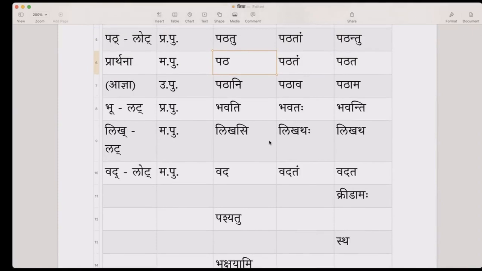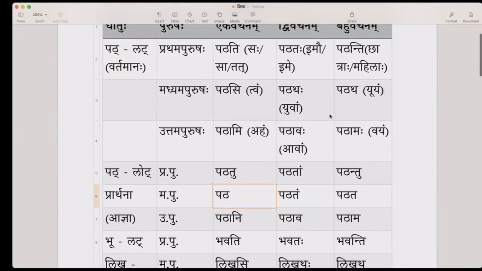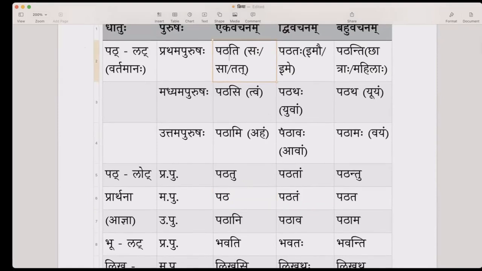So I think the endings are like ti, taha, anti, si, taha, tha, mi, vaha, maha. You can remember that is what goes for lak lakara. Whenever you have a pathati, that is ti ending, it is lak lakara. That's the clue. We used to remember it in that manner. For lot lakara, tu, tam, antu, dash, tam, ta.